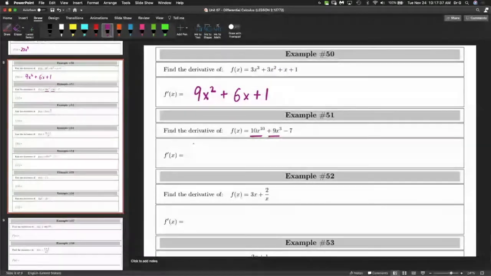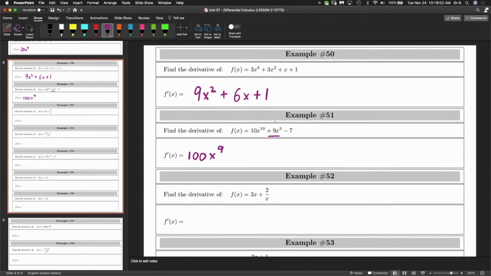It is predictable. So in this case here, we can bring the 10 down and multiply by the 10 that's already in front to get 100. And then the coefficient is done. Now we have to take the exponent here and subtract 1 to get a 9.